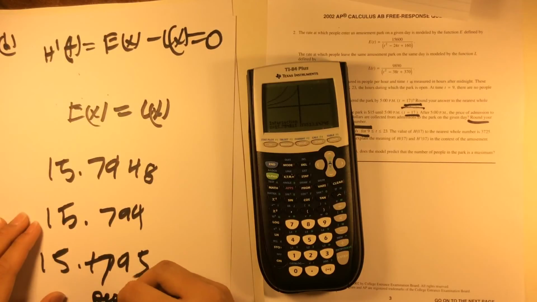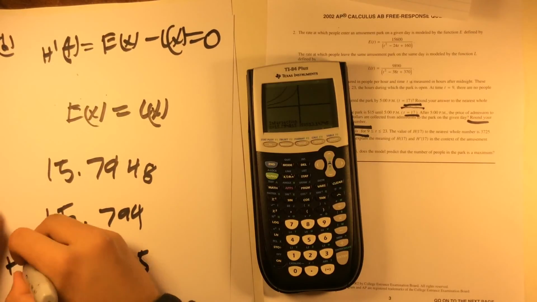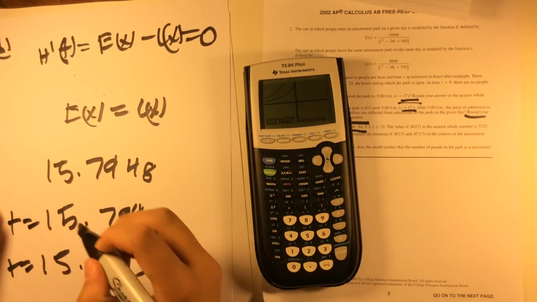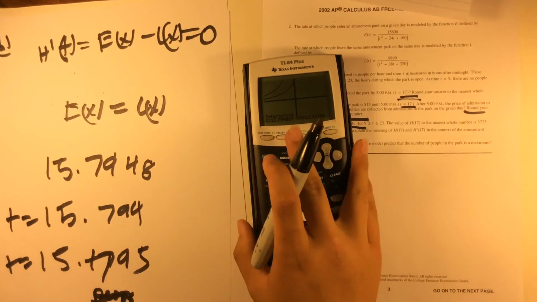So basically, when t equals this number, that is when there is a maximum number of people in the park.